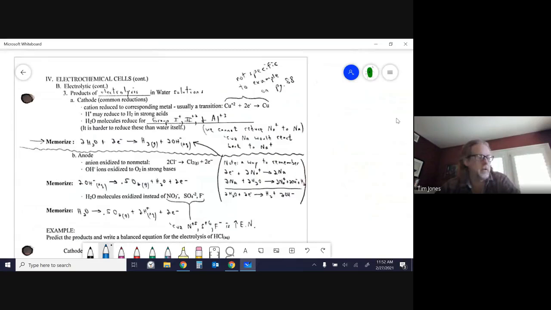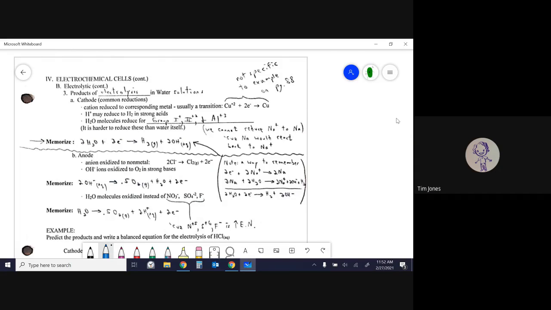All right, AP Chemistry, page 89. We're still in electrochem, and we are still in what would be called electrolytic cells, or the idea that we're not letting a battery run and produce electricity, we're putting electricity in.